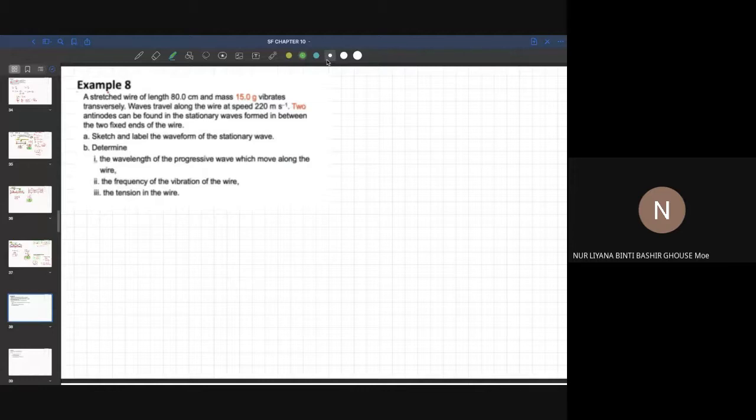Make sure you say done when you're done with example 8. Siapa yang dah siap example 8, you can immediately try example 9. So you siapkan example 8 dengan example 9 terus.